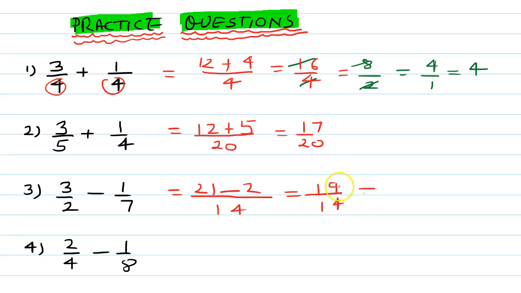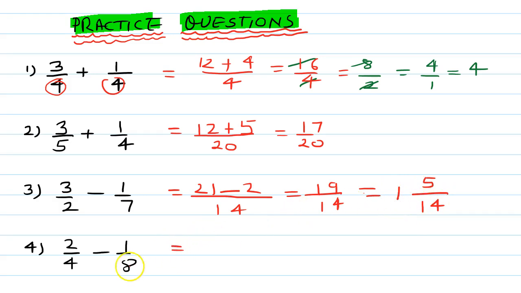So if you want, here is top heavy, so you can change it into a mixed fraction. 19 take away 14 is 5. So see, this denominator remains the same, and how much are you adding? You are adding 5, and how many times? 1. So 14 times 1 is 14 plus 5, 19, 19 over 14.